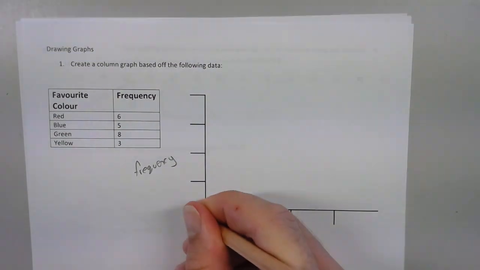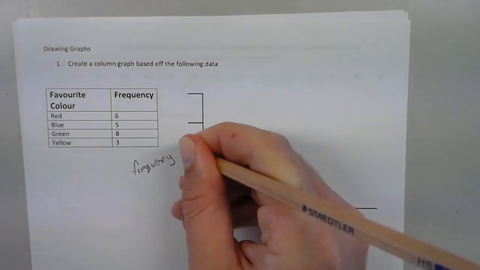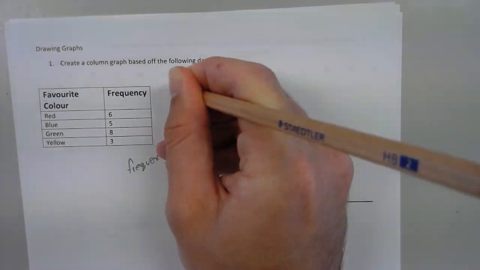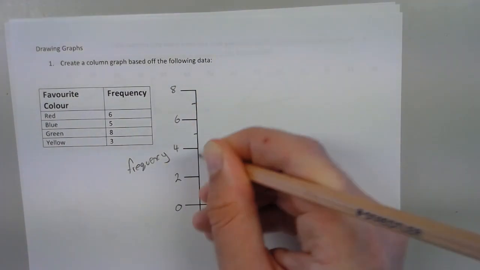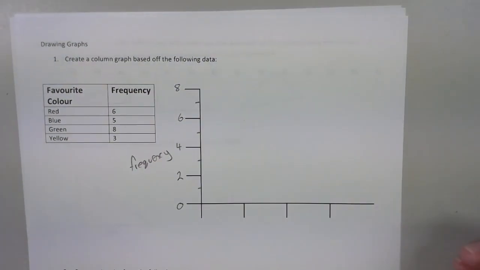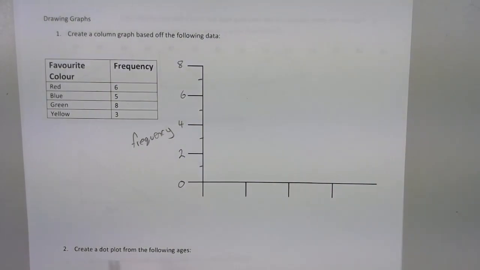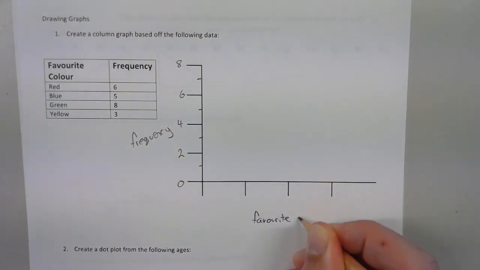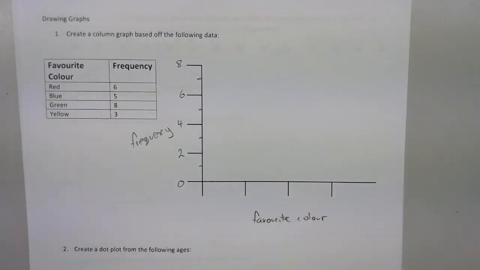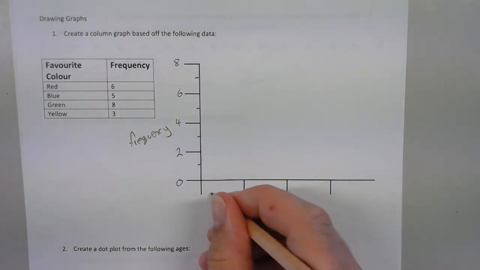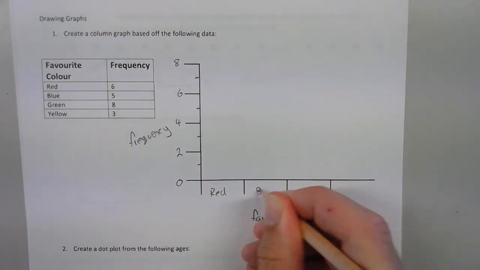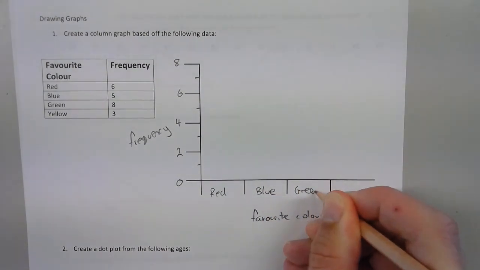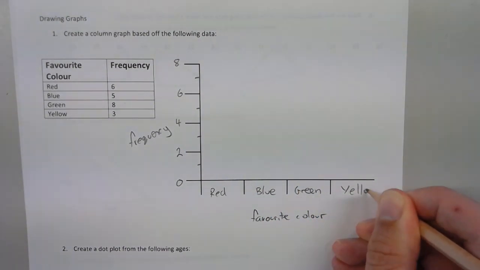So looking at this scale, I'm going to go up 0, 2, 4, 6, 8. I'm going up in 2s, and you can put the half ones on there so you know where the odd numbers would be. Now our favourite colour will be on the bottom, and we must label our axes. So let's have a look. So we've got red, blue, green and yellow.